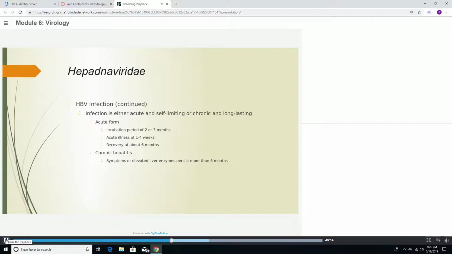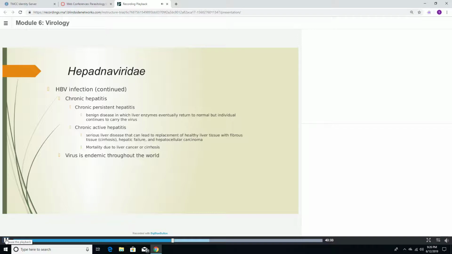So there are different types of infection. We could have an acute form. The incubation is 2 to 3 months. We could have an acute illness of 1 to 4 weeks and recovery at about 6 months. Or we could also have chronic hepatitis, and there we're going to see elevated liver enzymes that are persistent for more than 6 months.